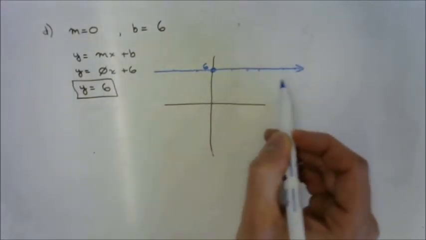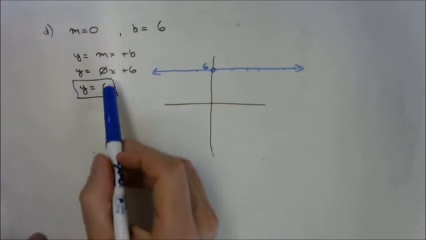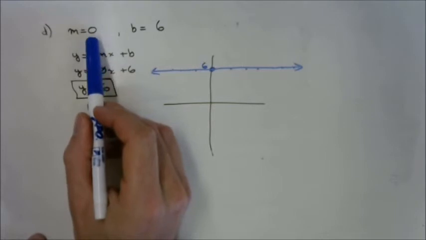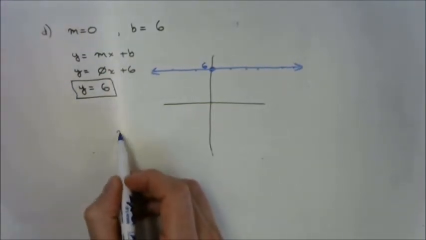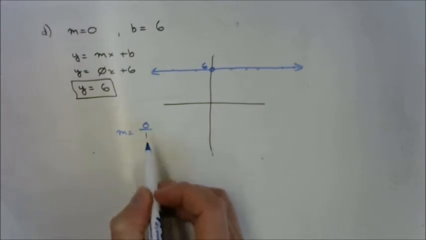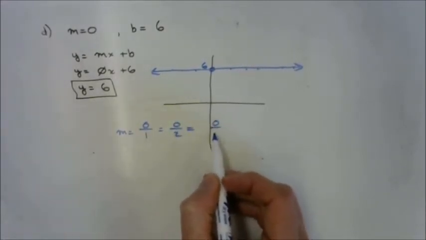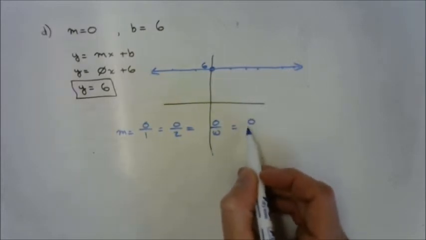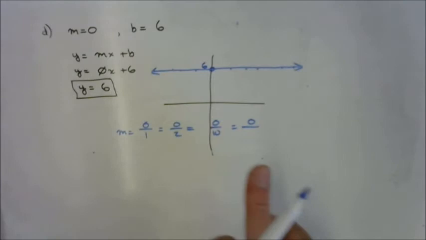What kind of line is this? A horizontal line. You're not moving down, there is no slope. Slope is 0. You could think of the slope as 0 over 1 or 0 over 2 or 0 over 10. Get where I'm going with this? It's always going to be 0 no matter how much you run.